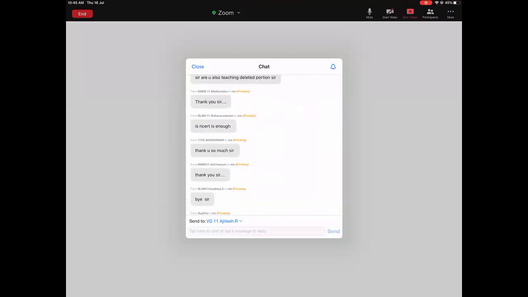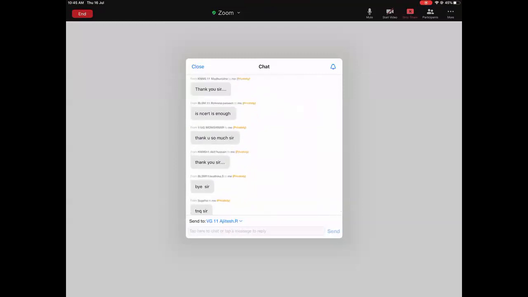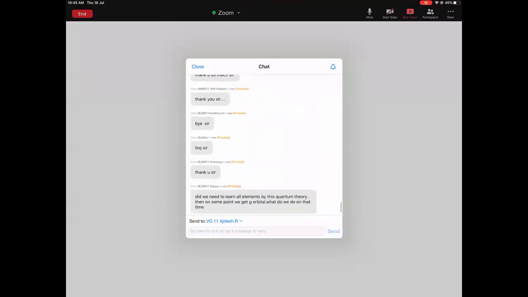I am teaching you the deleted portion also. The circular itself says that the deleted portion won't come in the exam. That's all. So I won't give that in the exam.